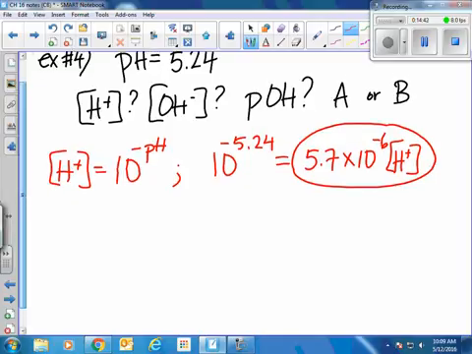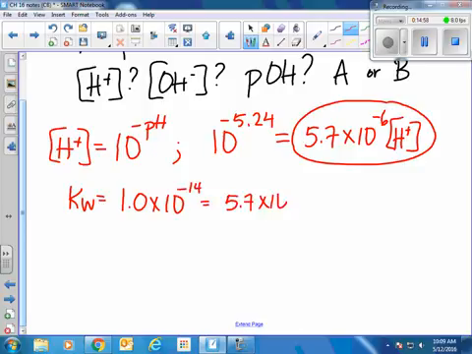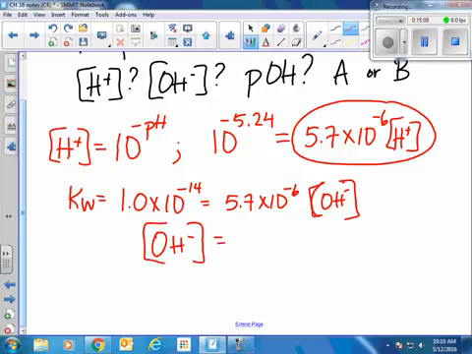I think to get to our OH, I would use KW again. I think that's just the easiest for me. You can do different things. It's up to you. 1.0 times 10 to the negative 14th equals 5.7 times 10 to the negative 6th times my OH concentration. So when I calculate this out, my hydroxide is going to be 1.8 times 10 to the negative 9th.